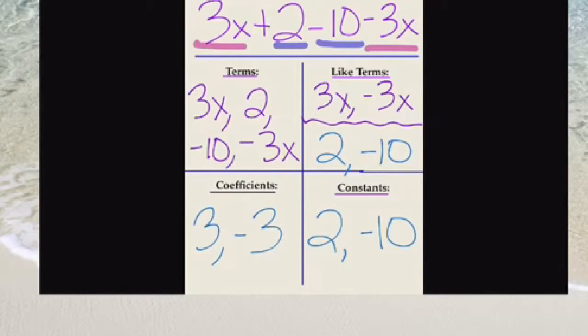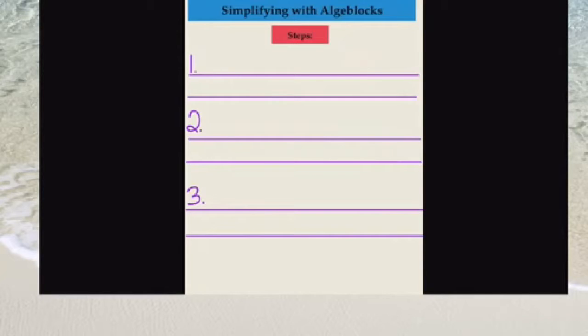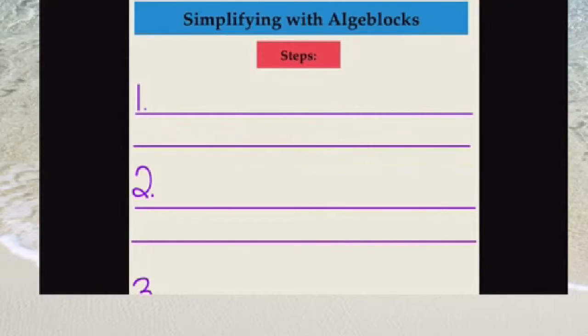Now that we've identified the parts of an expression, it's time to start really talking about how to simplify these expressions to make them easier for us to solve. We're first going to learn to simplify expressions with algebra blocks, and then we'll move on to simplifying without the algebra blocks, since you can't really walk around the rest of your life with a bag of algebra blocks, but it's definitely a good start to help you understand the process. The first step when you're simplifying with algebra blocks is to model the expression with algebra blocks.